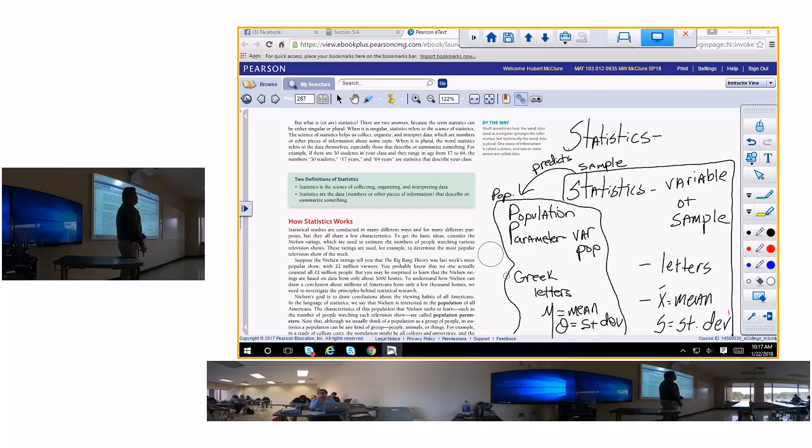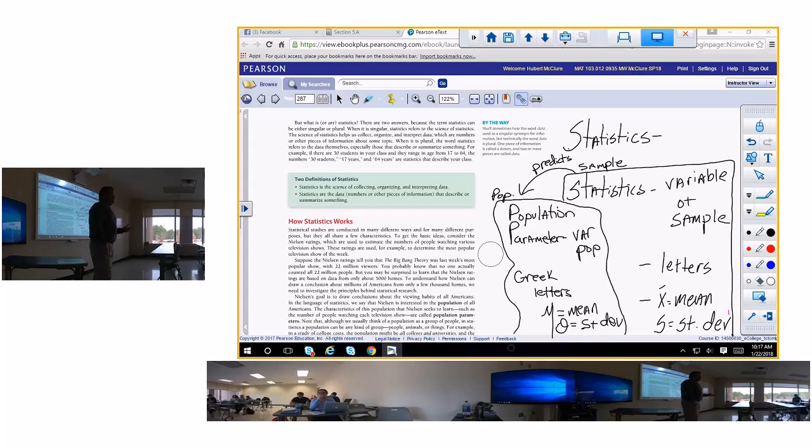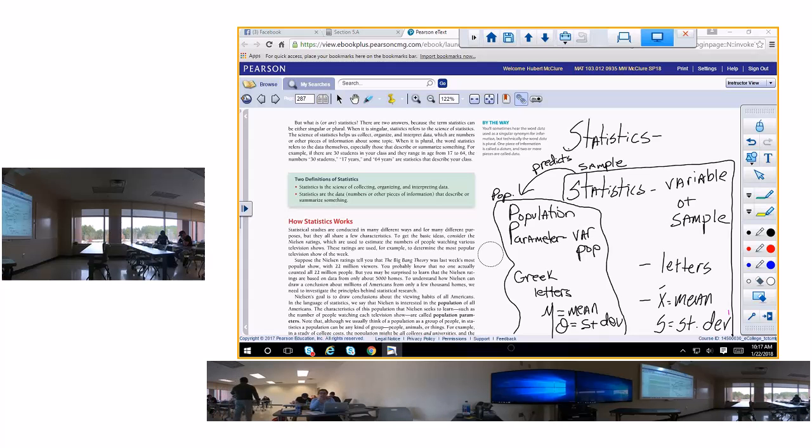Now, why do we use the sample to predict for the population? To save two of the most valuable things that we consider valuable. What is that?